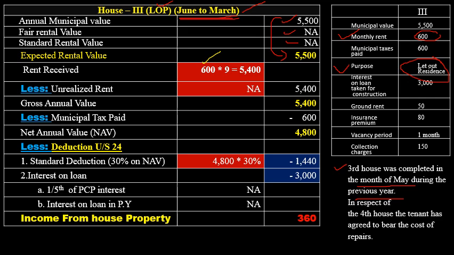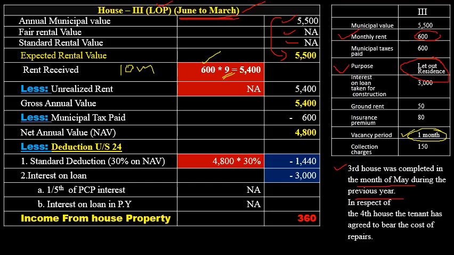June to March, the total months come to 10 months. It was actually let out for 10 months, used in the previous year, June to March. But in that, 1 month is a vacancy period. The vacancy period of the third house is 1 month. For 1 month it was unoccupied. So therefore that term is considered as a vacancy period. The total rent received is for 9 months. So 600 into 9 months, so 5400.